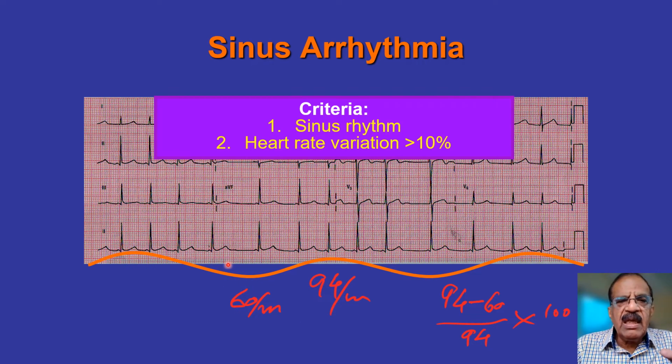I think here that number of small squares is 20. Here the number of small squares is perhaps 14. So the heart rate is 60 and 94, and the difference, 94 minus 60 divided by 94 multiplied by 100, is actually much more, I think 34%. So that is sinus arrhythmia.